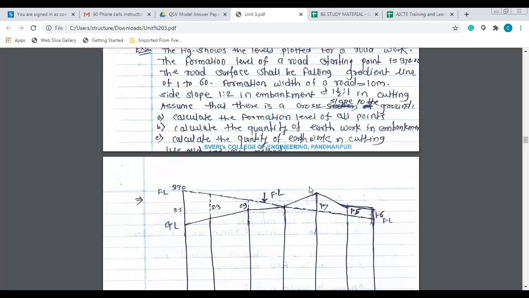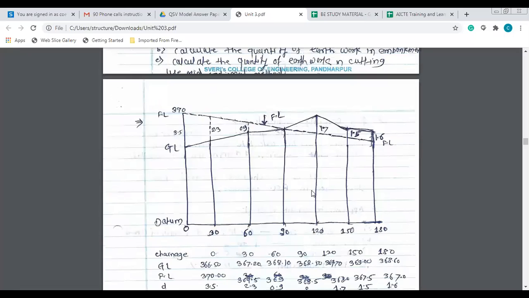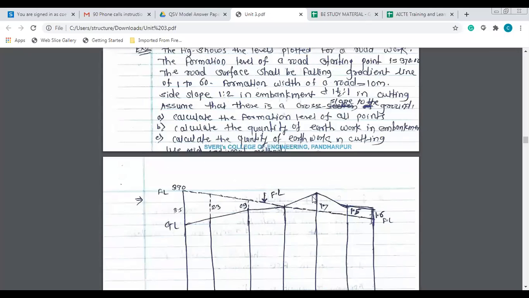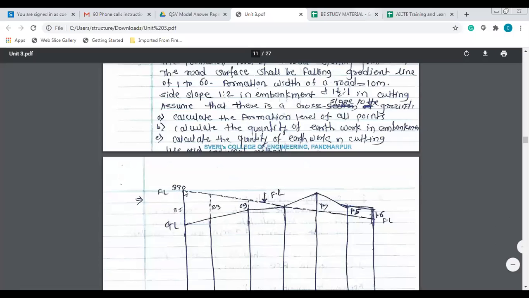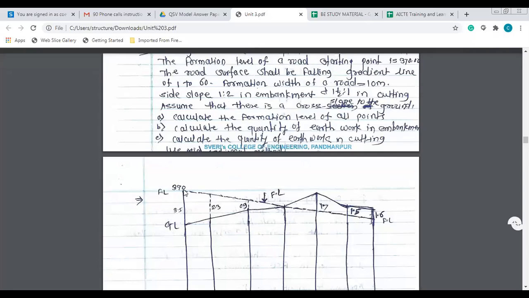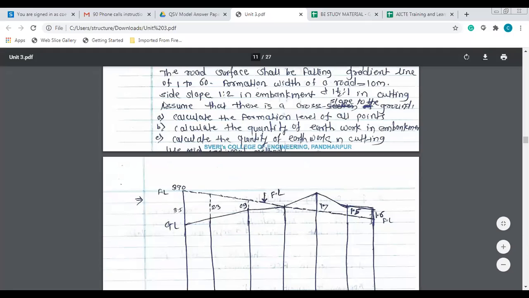So if you have noted the problem, then this will help you. See, there is one road work which is going on and the FL of the starting point is given as 370 meters. So first FL is known to us. Starting point FL is 370 meter. Then slope, gradient they have mentioned as 1 in 60. So gradient is 1 in 60 for this particular road work, and side slope is 1 is to 2.